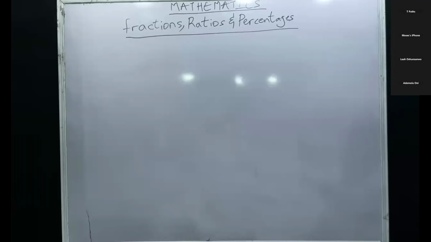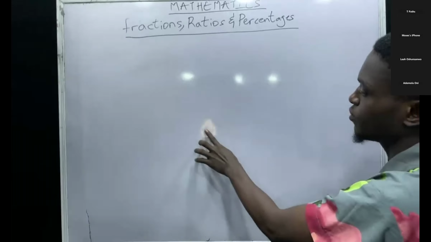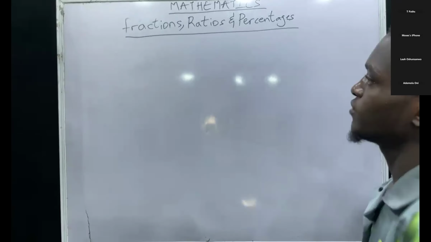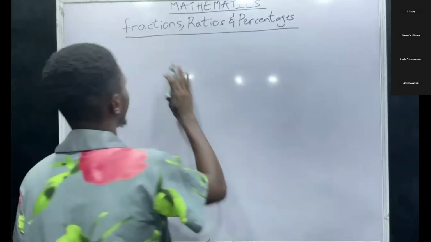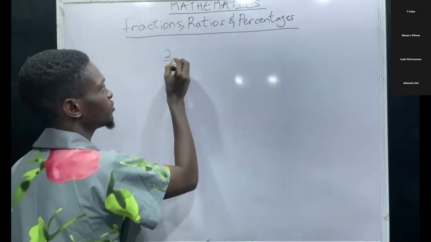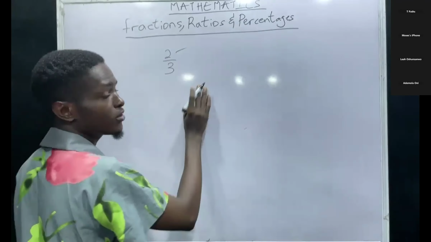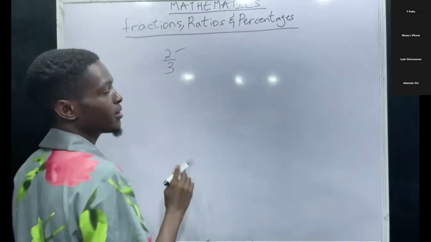So we all know what fractions are. Fractions simply represent the parts of a whole. Now fractions come in this format. These have the numerator and the denominator. The upper part is the numerator, the lower part is the denominator.